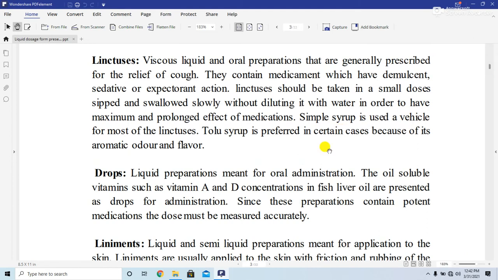Another one is drops. Drops also come under the category of liquid dosage forms. Drops are liquid preparations meant for oral administration. The oil soluble vitamins such as vitamin A and D, vitamin A being called retinol and vitamin D also called cholecalciferol. Vitamin A and vitamin D concentrates in fish liver oil are presented as drops for administration. Since these preparations contain potent medication, the dose must be measured accurately.